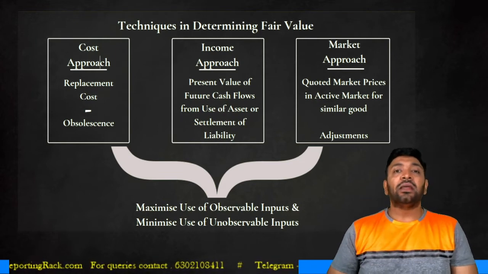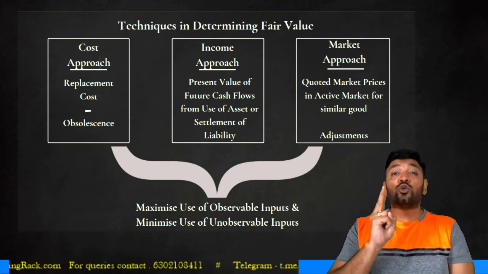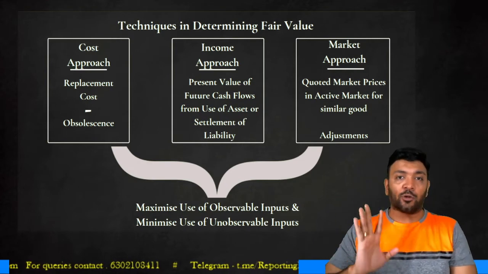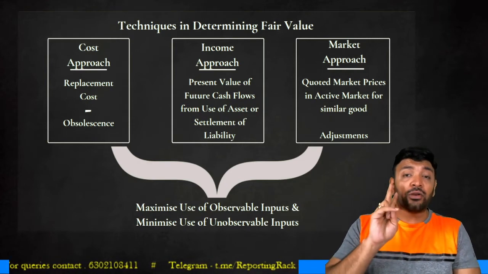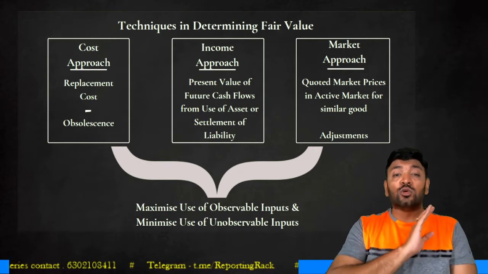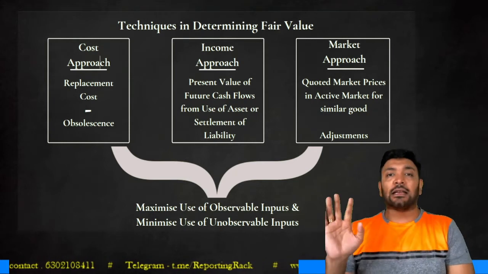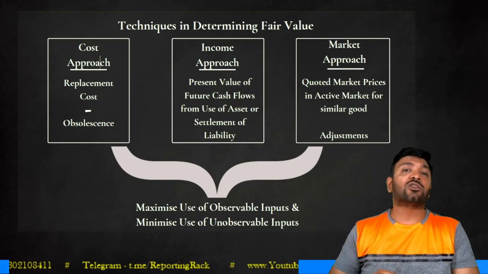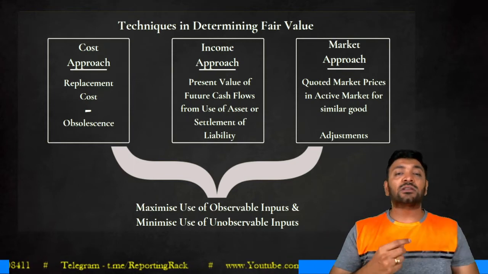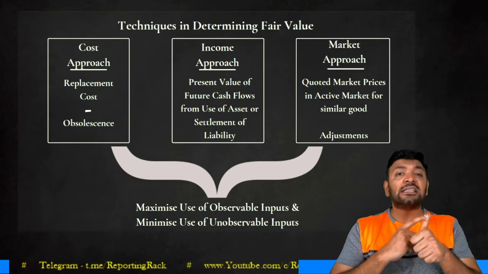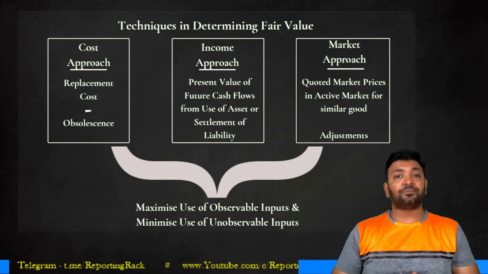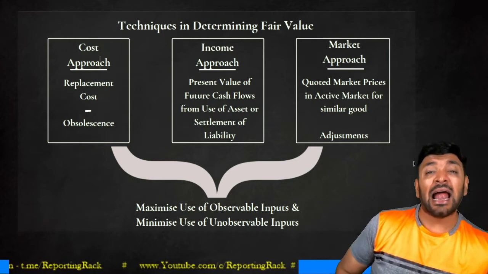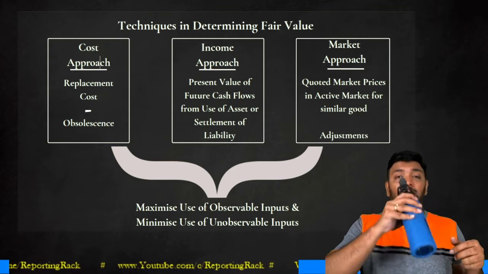But remember, there are two items for which I do not use either of these three approaches. There are two particular items for which I do not use the cost approach, income approach, or market approach. My determination of fair value is as per some other techniques altogether. What are the two items? Non-financial assets and financial liabilities. Non-financial asset. What is a non-financial asset? Land, building, furniture.